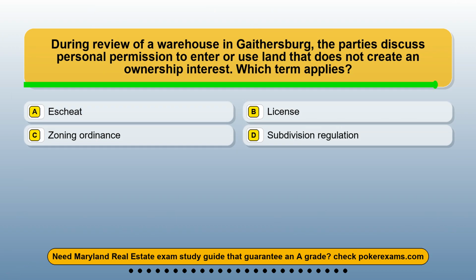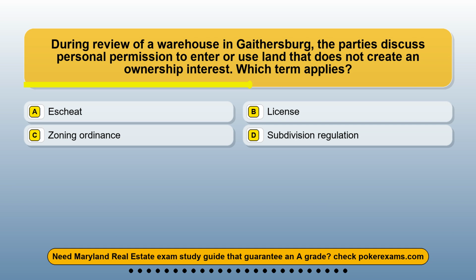Question 18. During review of a warehouse in Gaithersburg, the parties discuss personal permission to enter or use land that does not create an ownership interest. Which term applies? Option A, escheat. Option B, license. Option C, zoning ordinance. Option D, subdivision regulation.